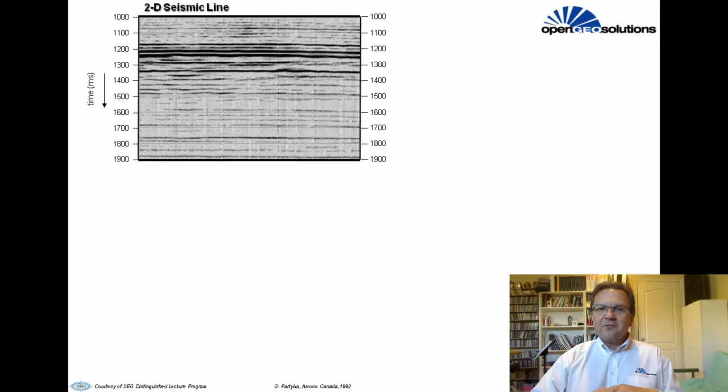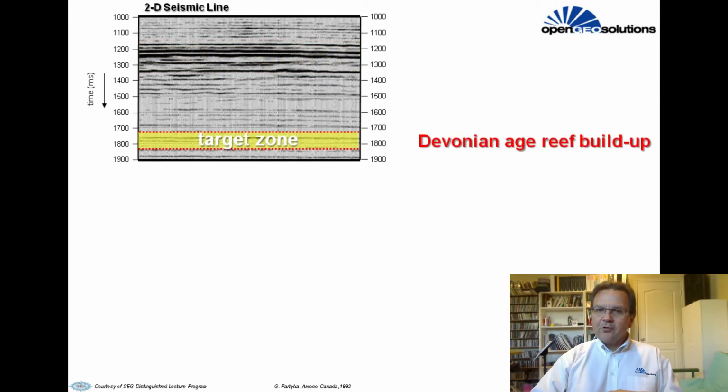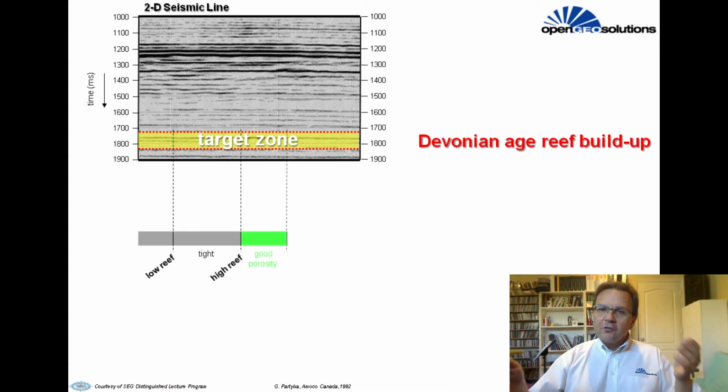This 2D line comes from an early 1992 attempt to use spectral decomposition to identify target zone geological details. Here are some of those highly reflective coals that we steered clear of when determining the operator for wavelet shaping. Down below is the zone of interest, a Devonian age reef buildup. This dip line spans from low reef to high reef through good porosity, fair porosity, and the tight reef.